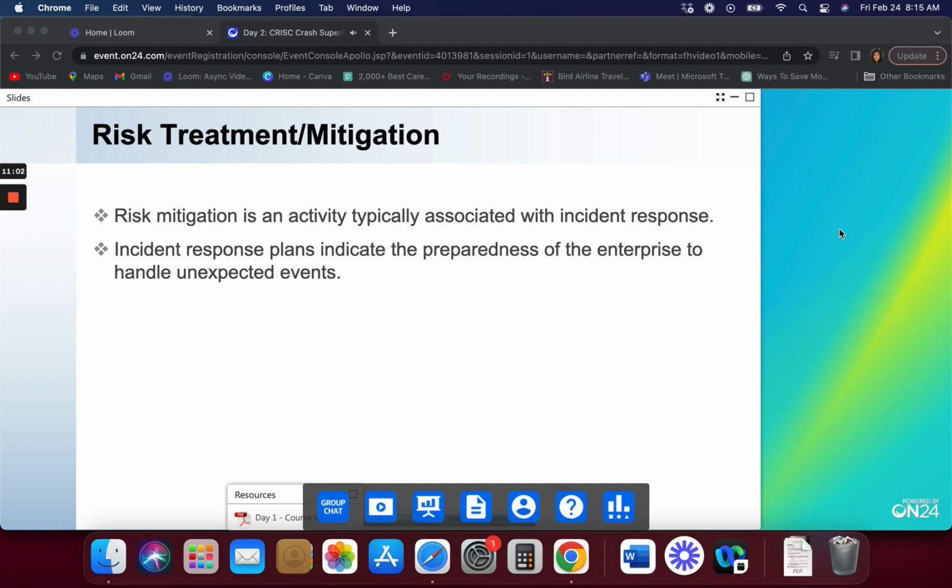Incident response plans indicate the preparedness of the enterprise to handle unexpected events. By the way, again, I may have some folks in the audience today that didn't hear me explain yesterday at the start that so much of this material that comes from ISACA, again, tends to be very arguable with real-world understanding and best practice.